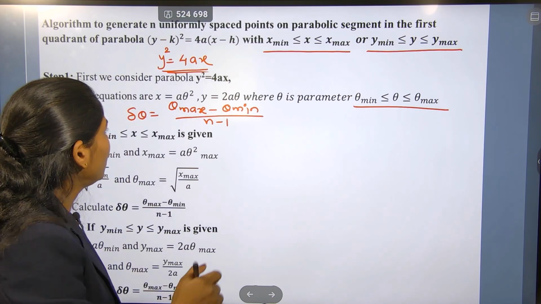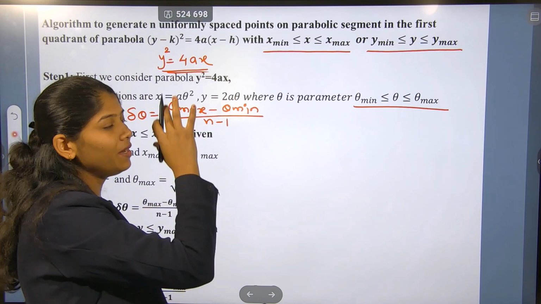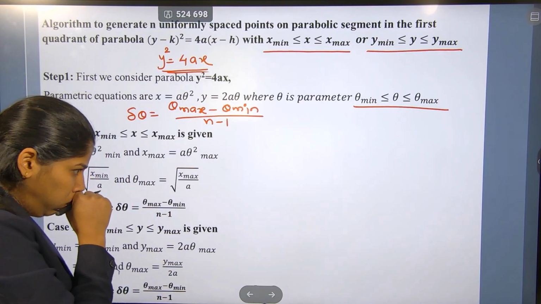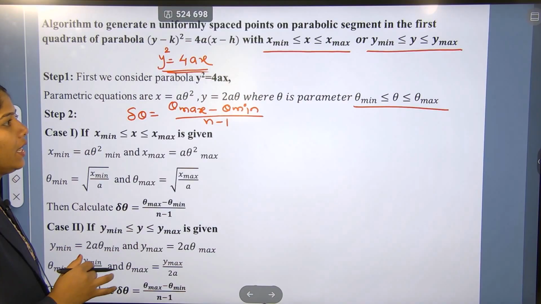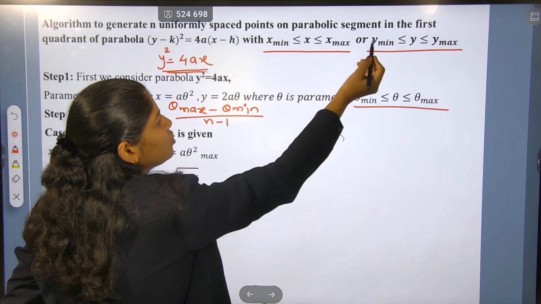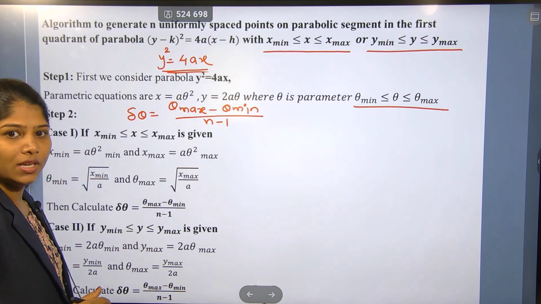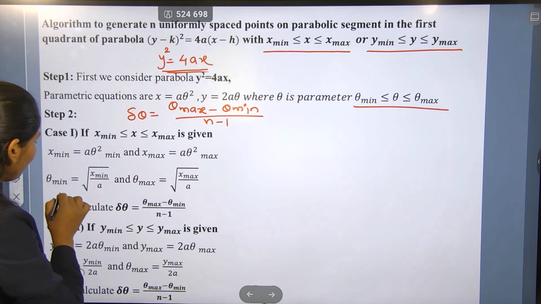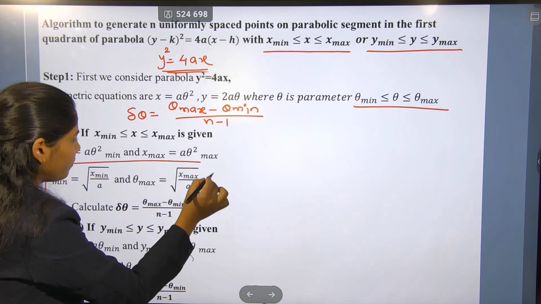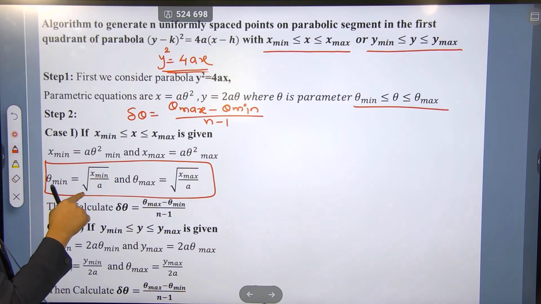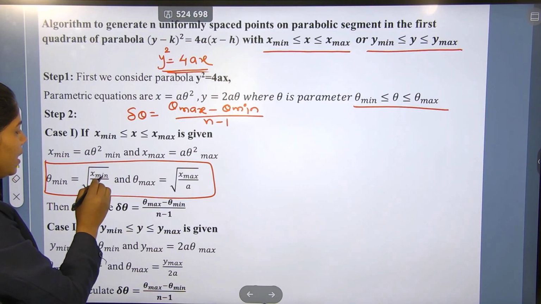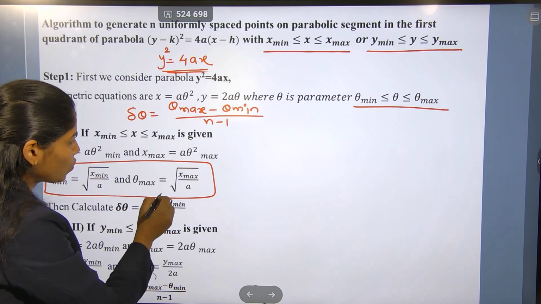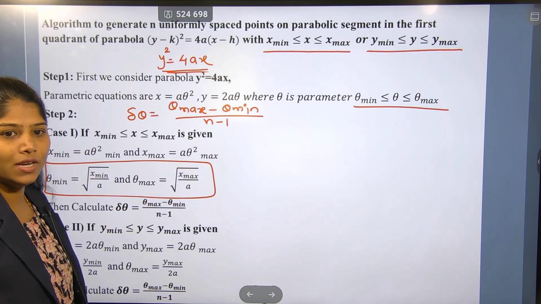कर्व. ओके. लेकिन यहाँ पे आपको थीटा मैक्स एंड थीटा मिनिमम दिया नहीं है क्वेश्चन में, तो आप कैसे सॉल्व करोगे तो आपको फाइंड आउट करना है बाय यूजिंग दैट एक्स रेंज और वाई रेंज. अगर एक्स रेंज दी रहेगी तो आपको थीटा मिनिमम क्या फाइंड आउट करना है, थीटा मिनिमम के लिए ये फॉर्मूला है, theta minimum is equal to square root of x minimum upon a and theta maximum is equal to square root of x maximum upon a.